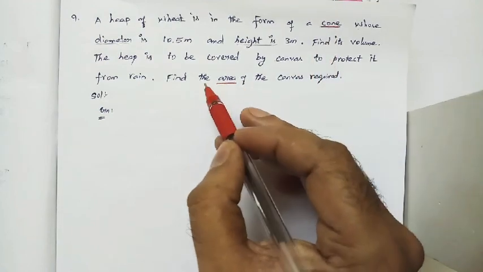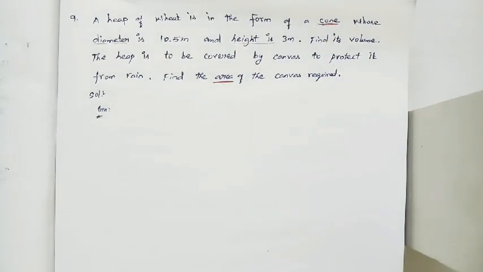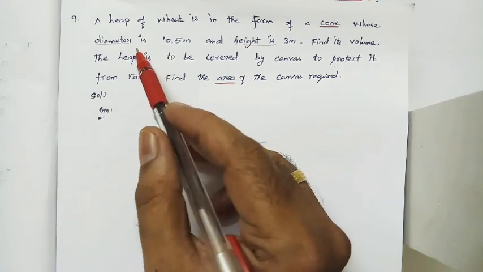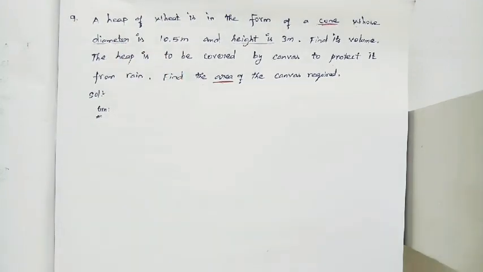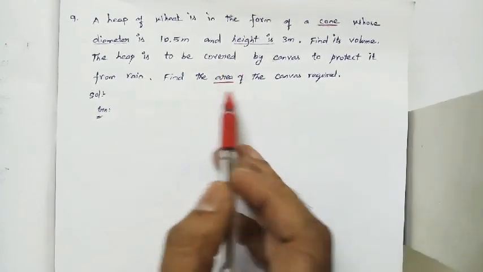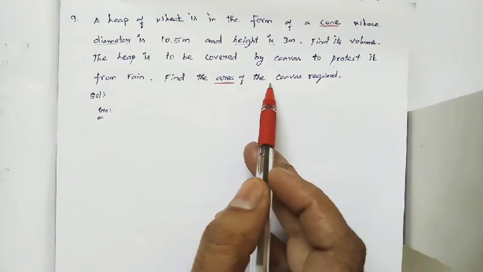CSA of cone, curved surface area of a cone. For finding the curved surface area of a cone, what is the formula? Pi r L. We know the diameter, and from the diameter we can find the radius. But we don't know L. But we know the formula L is equal to square root of h square plus r square. By using that we can find L. After finding L, we can find the area of the canvas required.